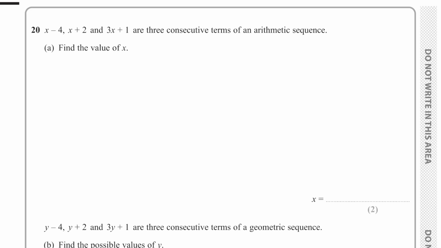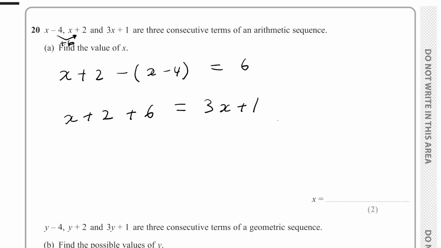So what does it go up by every time? Well, between the first two terms, it goes up by 6. X minus 4 to x plus 2 is 6. Or x plus 2 take away x minus 4 is 6. So the difference between the two terms must be 6. So x plus 2 plus 6 must equal 3x plus 1. If we add 6 on, we must get the next term. So x plus 8 is 3x plus 1.